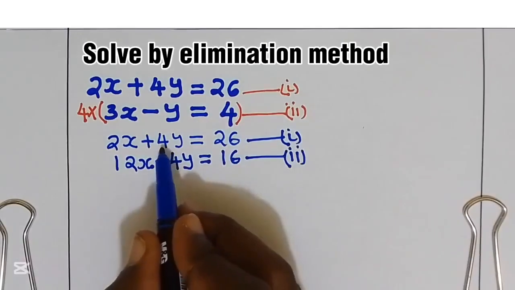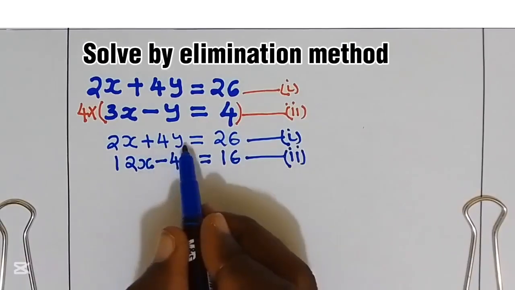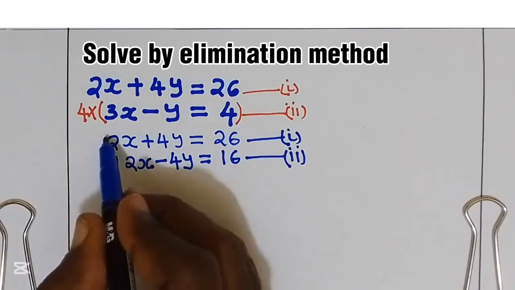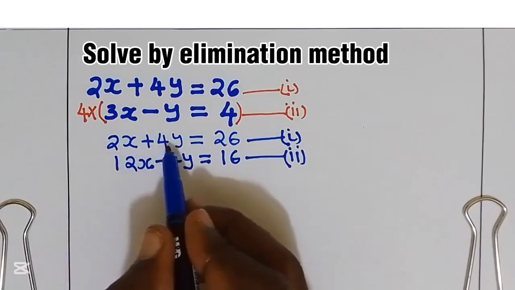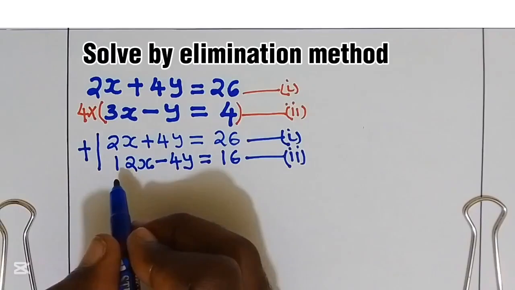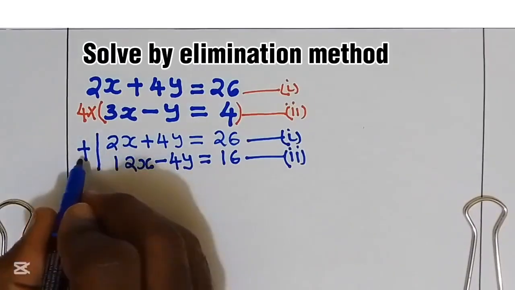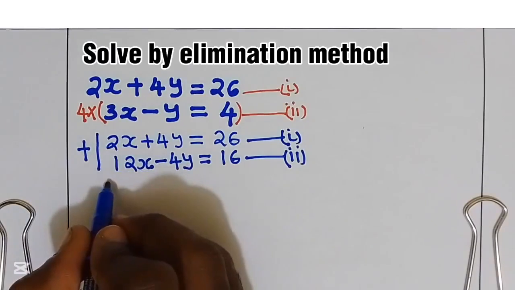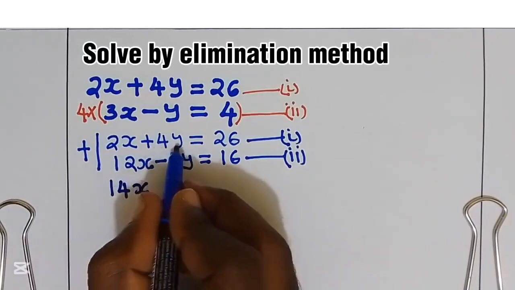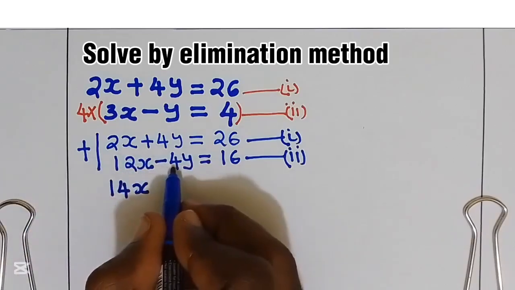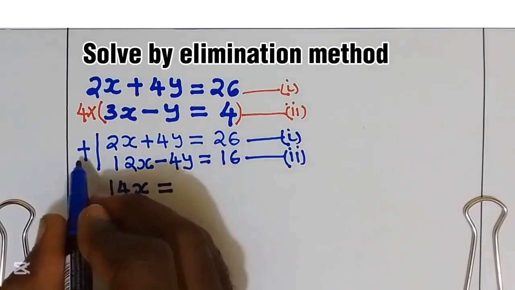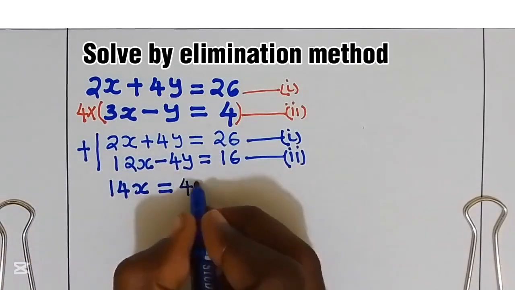Now, since equation number 1 has positive 4y and equation number 2 has negative 4y, I'm going to add these two equations so as to eliminate y. So we are going to add 2x plus 12x, I'll get 14x. 4y plus minus 4y, I'll get 0. This is equal to 26 plus 16, 42.